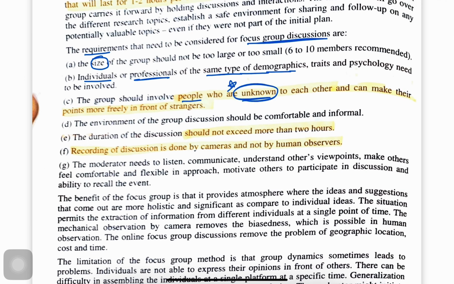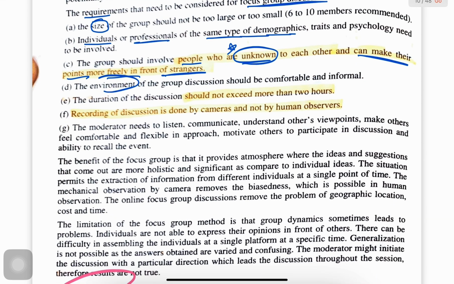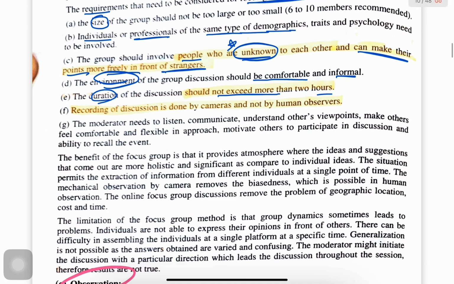This is very important since in this way they can't be biased in any way. They can make their points more freely in front of the strangers. And the environment of the group should be comfortable and informal. The duration should not exceed more than 2 hours, or 3 hours in some cases.